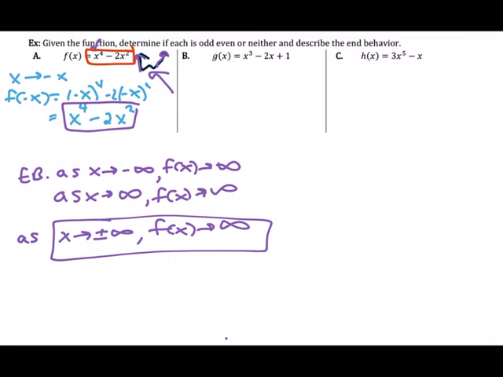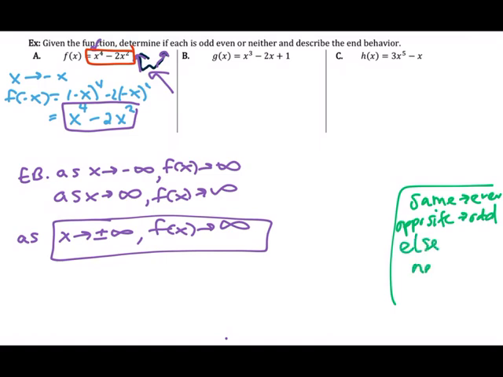That would make it even. Are they exactly opposite? That would make it odd. Or is it a combination? That would make it neither. So exactly the same, even; exactly opposite, odd. Otherwise, it's neither. So these two things are exactly the same, which means f of x is even. It is an even function, which helps us analyze its behavior and its symmetry.